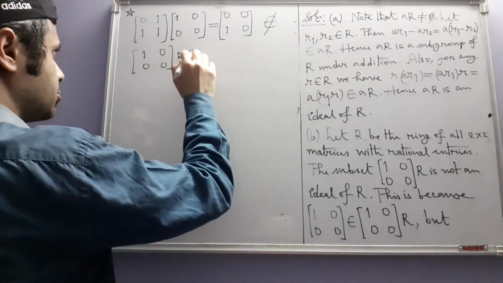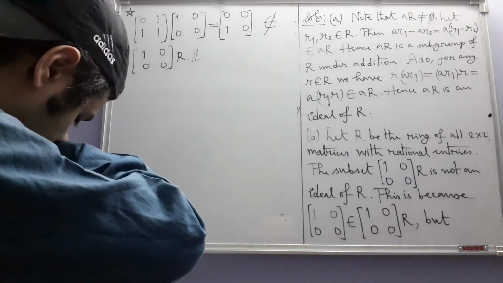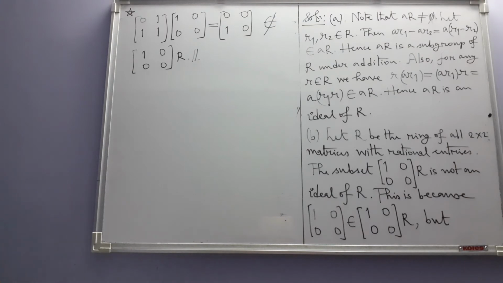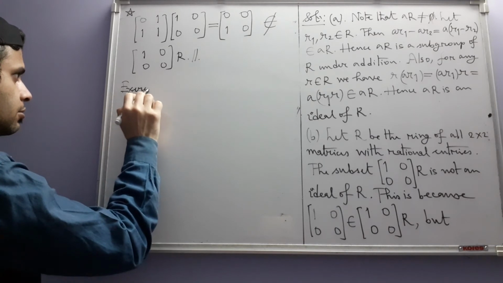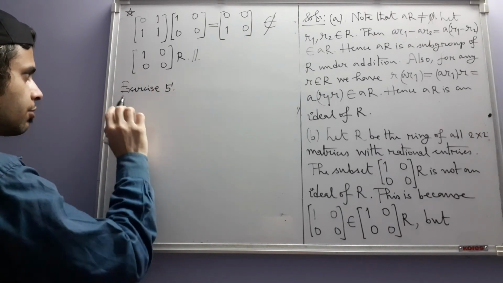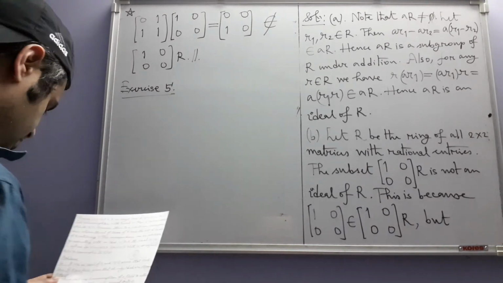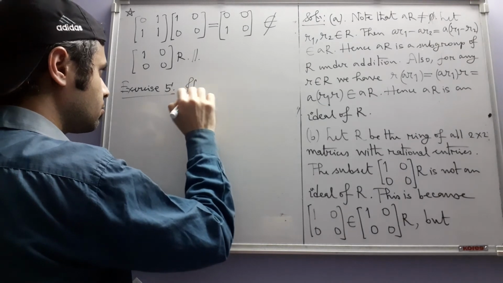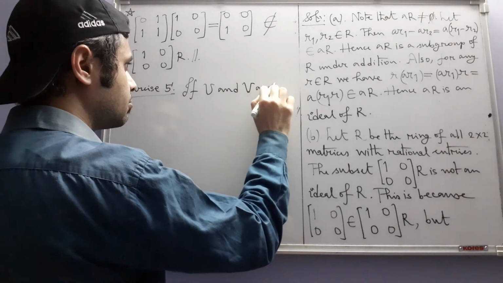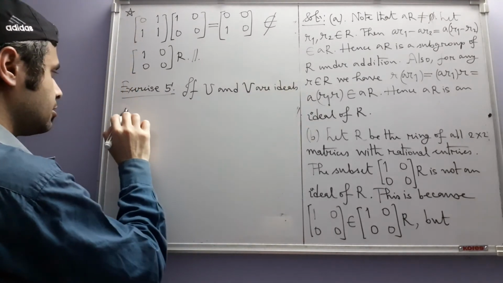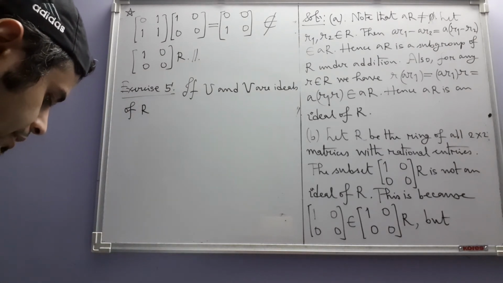And there the solution ends. Then just like this, we have yet more ways of creating ideals in rings. Exercise 5. If U and V are ideals of R, then we are defining a set.